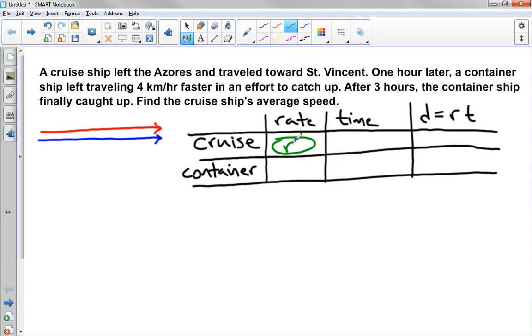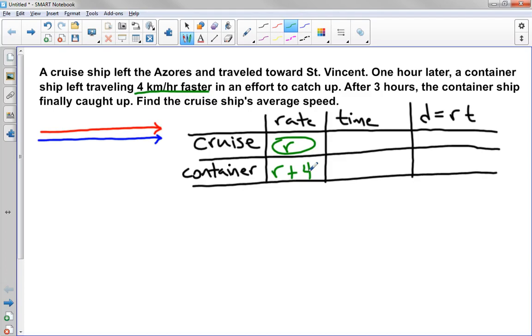So there we go. I'm looking for the cruise ship's speed. That's the variable R. And now I have to fill in all of these other boxes with the information given in the question. If we read carefully, it says a container ship left traveling 4 kilometers per hour faster. And it's the 4 kilometers per hour faster that lets us fill in another box. The container ship's rate is R plus 4.